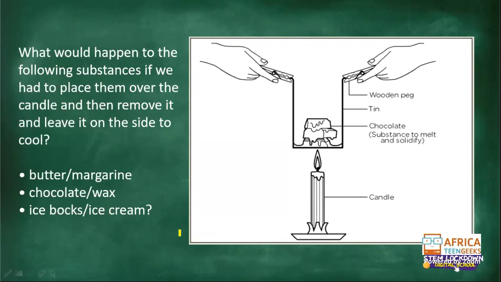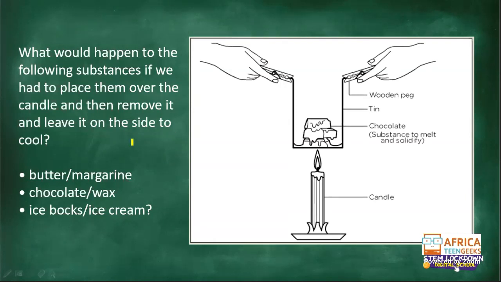Right. Now, what would happen to the following substances if we had to place them over the candle and then remove it again and put it on the side to cool? So if you put butter or margarine in a tin and you hold it above a candle like that, what is going to happen to it? Can you quickly answer me in the chat box? It will melt, yes. Zoe and Kwanda, yes, you guys are right. Sandy as well. Yes, Neo, yes. Okay, all of you are saying melt, good.